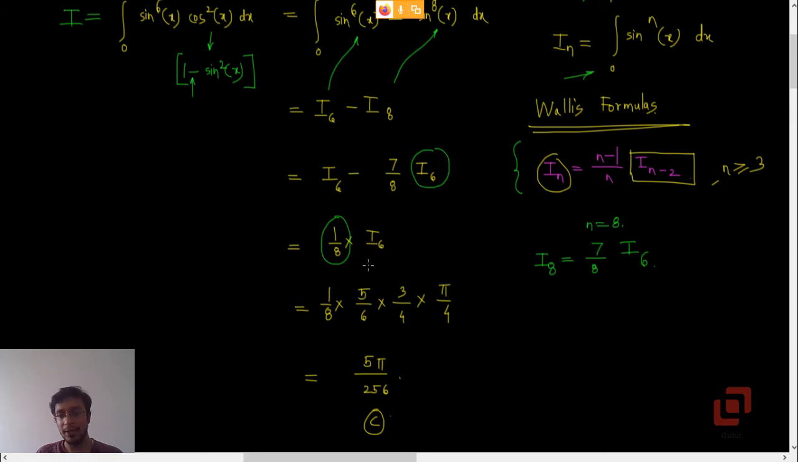Now evaluate I6. I6 is going to be 6 minus 1, 5 upon 6 I4, and I4 is going to be, now again use the same formula. So this is an iterated integral. We are using the same relation multiple times. I4 will be, here n is 4, so 3 by 4 into I2. Now the value of I2 is pi by 4, you know that.